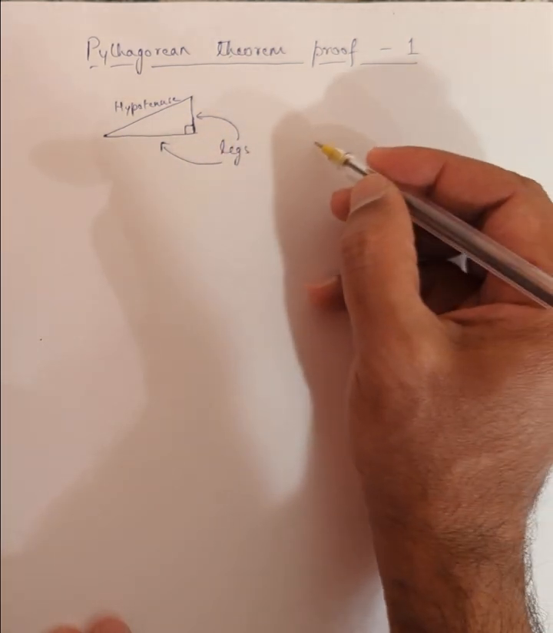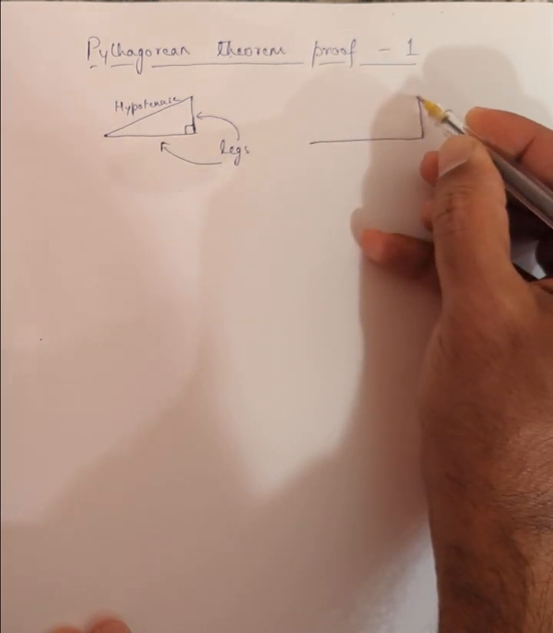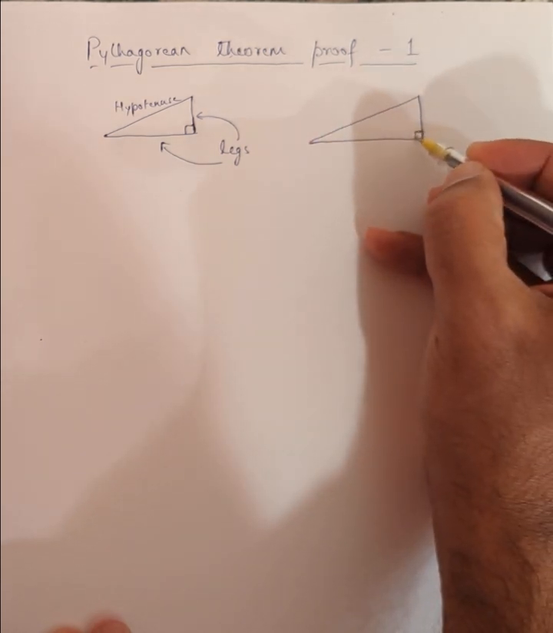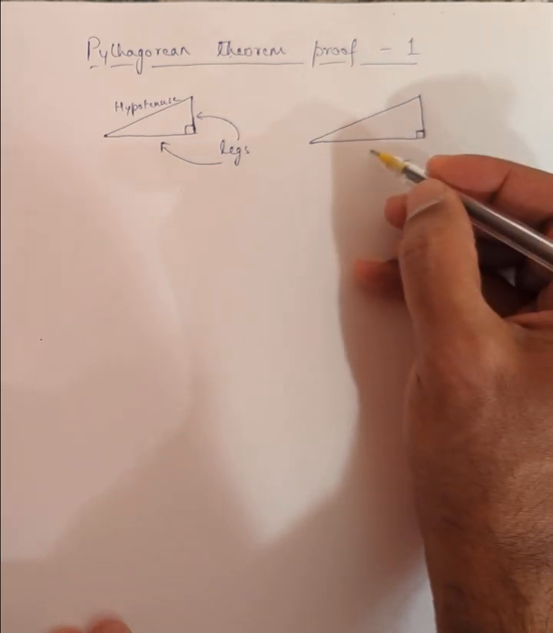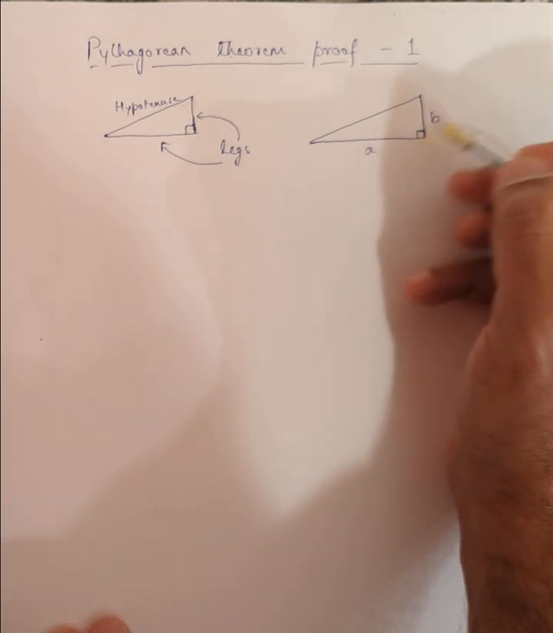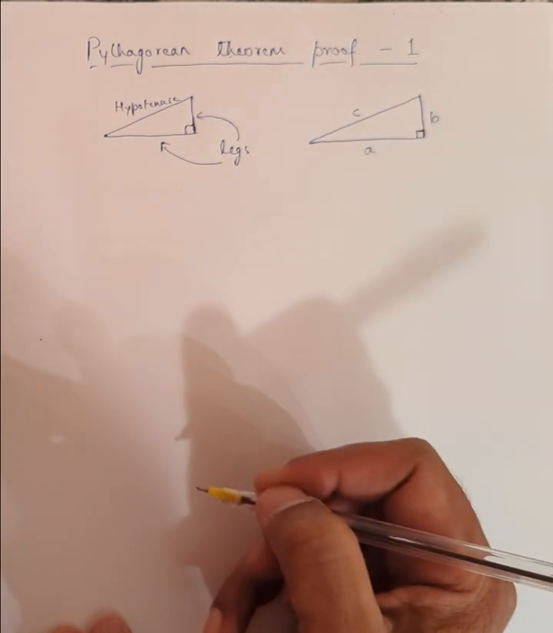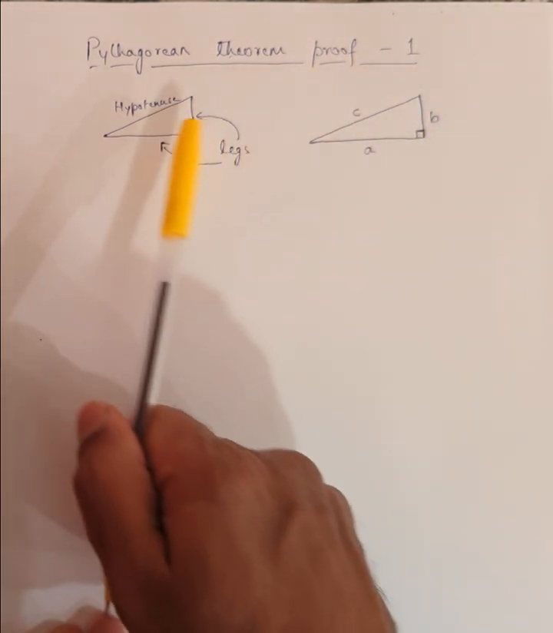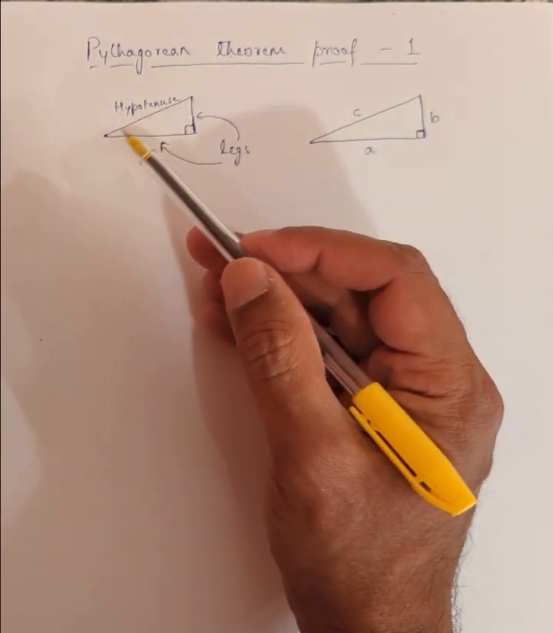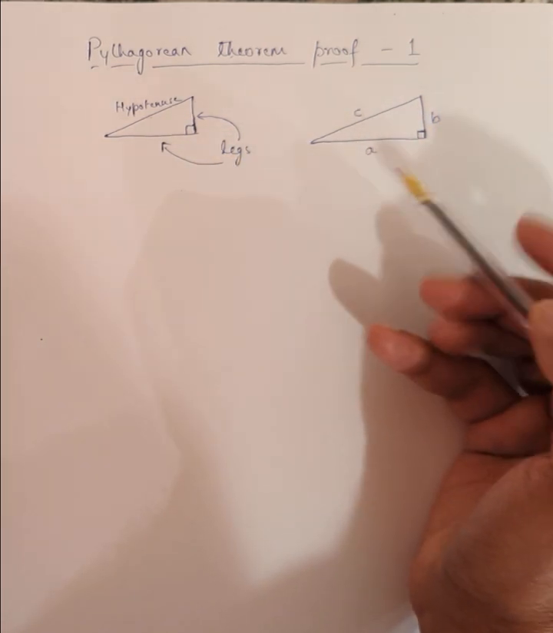And if I denote the legs by A and B and the hypotenuse by C, let me redraw my right triangle, and there are two legs, call them A and B. It does not matter which one is A and which one is B, but the hypotenuse, the longest side, we want to denote it by C. So this is the hypotenuse, these are the legs, and we are using these letters to denote those side lengths.